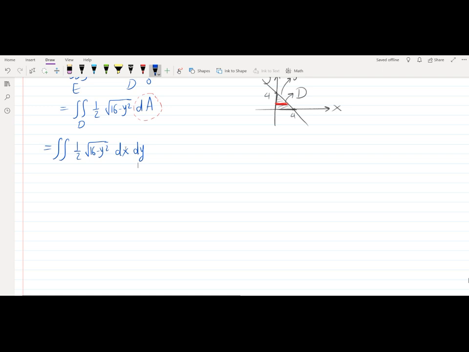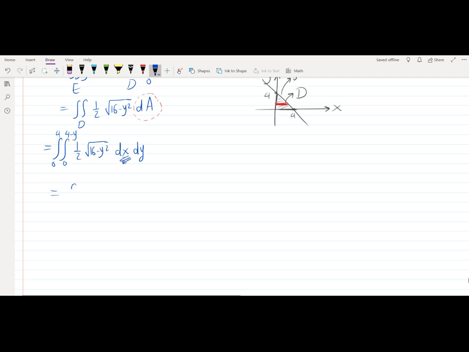Integrating with respect to y is easier, but dy dx also works, but it takes more time. So we can get the limits of integration. So limits for y, which is constant, from 0 to 4, and limits for x is from 0 to 4 minus y, and we'll integrate with respect to x first.